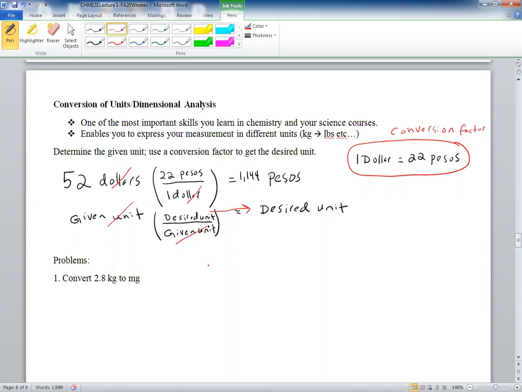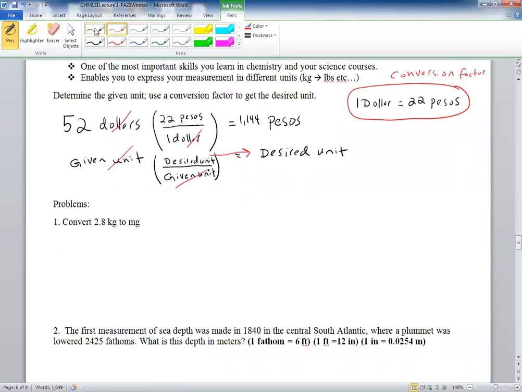So let's go to the first problem we have here. Now, be aware that when you do these conversion factors, some you will have to know, like these, and others will be given, like in the second problem. So let's start with the first problem. This is a metric to metric conversion. So here it says convert 2.8 kilograms to milligrams. Now, for the metric prefixes, this is a prefix, the kilo and the milli. You need to remember what they stand for.